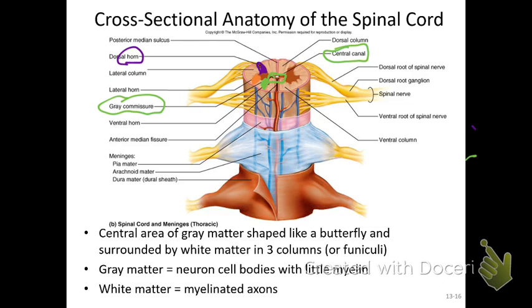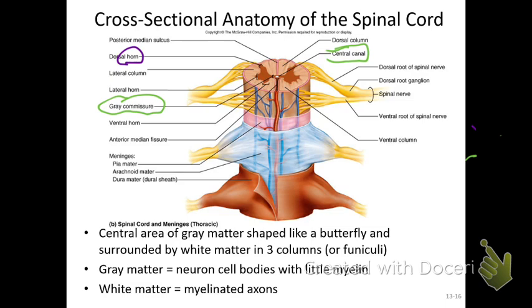So let me also help you with your orientation. The gray butterfly that you see in the spinal cord, the wings of the butterfly always reach up and touch the back side. They always reach up and touch the posterior side of the spinal cord. They never touch the anterior side. So that will always give you your orientation. So the dorsal horn will always be the part of the gray matter that is reaching all the way up and reaching toward the back.